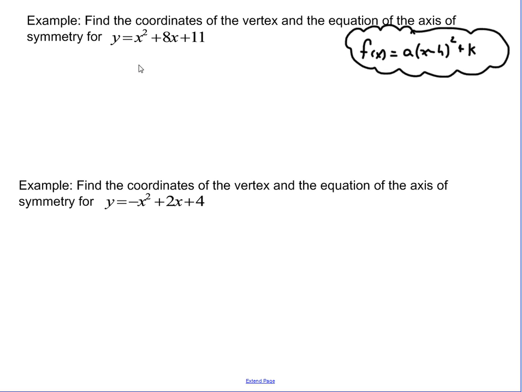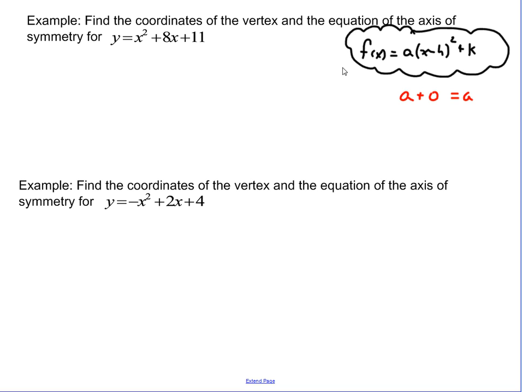So the question would be, how would I do that if I'm given a function that's not in that form? This is in a general form right here, where a is equal to 1, b is equal to 8, and c is equal to 11. Well, we're going to take advantage of one of the properties of 0. We also call it the additive identity property, and it says this: anytime you take a number and you add 0, it is the same as the original number. It is the additive identity. We're going to take advantage of that right here, and I'll show you how.